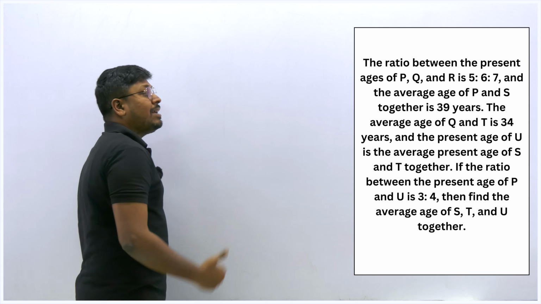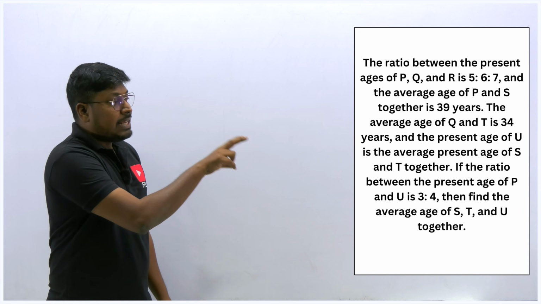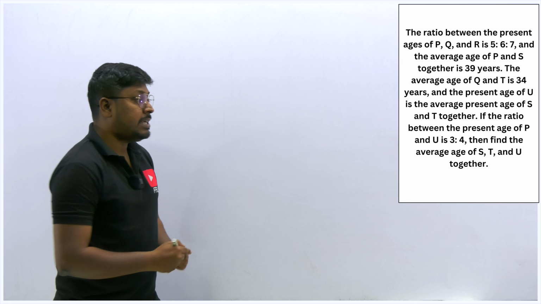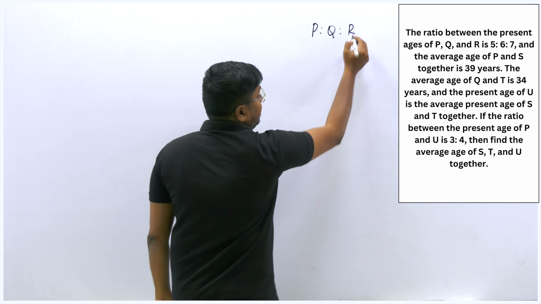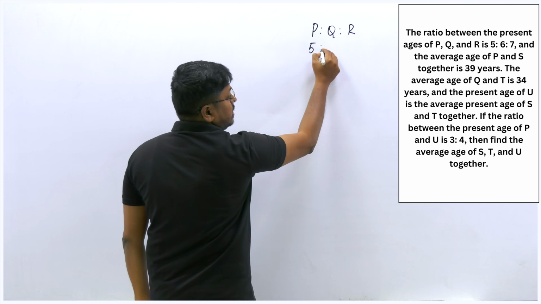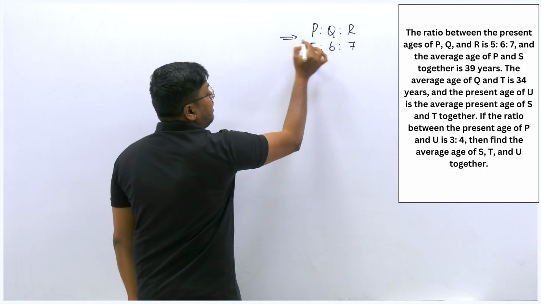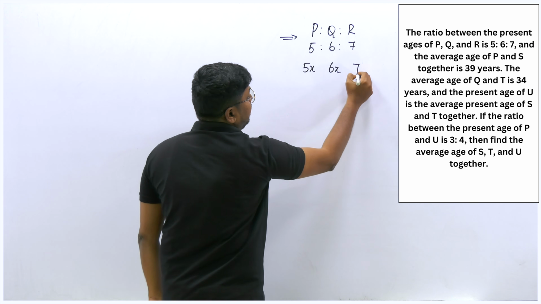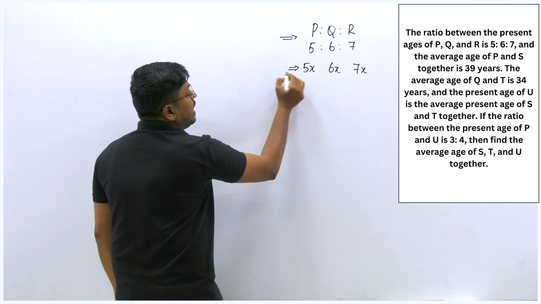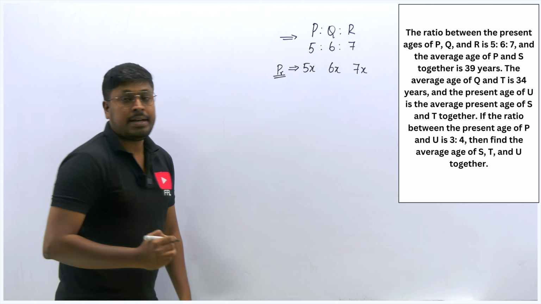Step by step we can solve the question. First step: initially they have given the present ages of the three persons P, Q and R in the ratio 5:6:7. So we can say the present age of P is 5x, Q will be 6x, and R will be 7x. These values will be the present ages of P, Q and R.